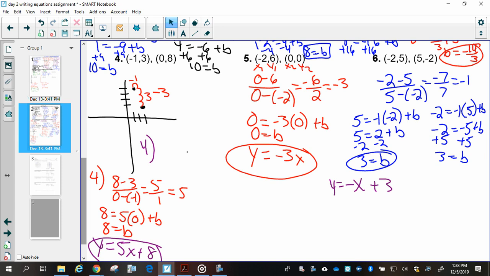And then for 6, your slope ended up being negative 1 after you simplify. So all of these need to be simplified as much as possible. And then when you picked a point, it didn't matter which one. I think I did both here. You got 3 as your y-intercept, so y equals negative x plus 3, or y equals negative 1x plus 3 was your answer.